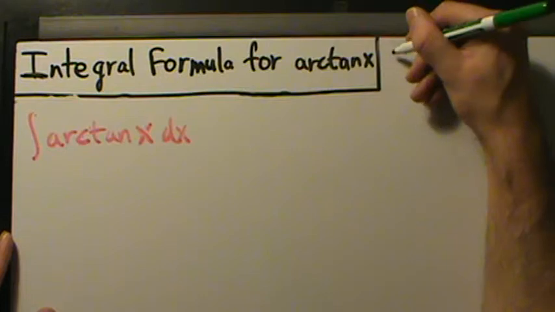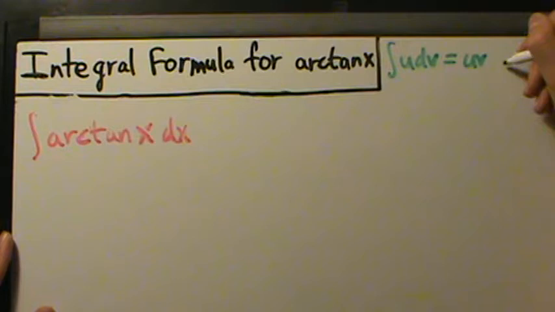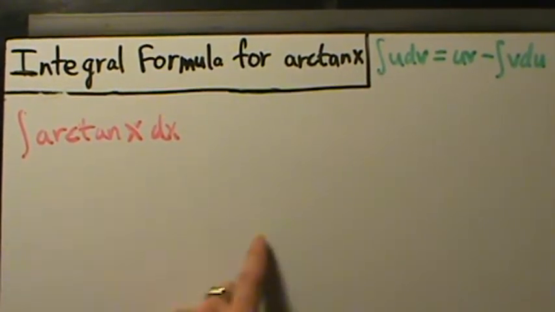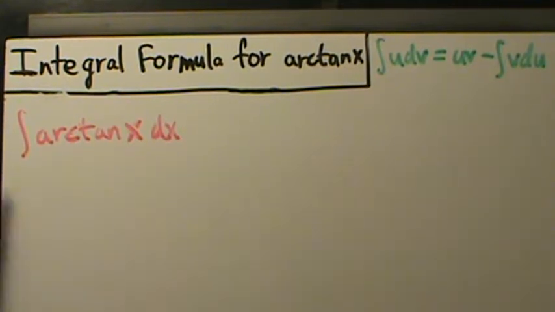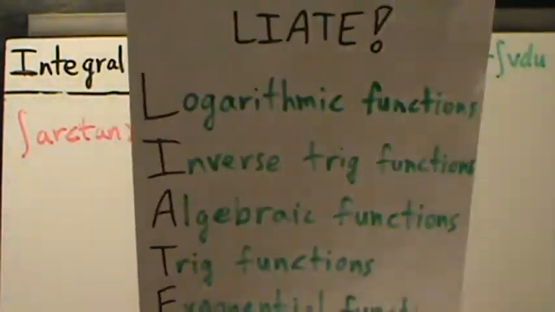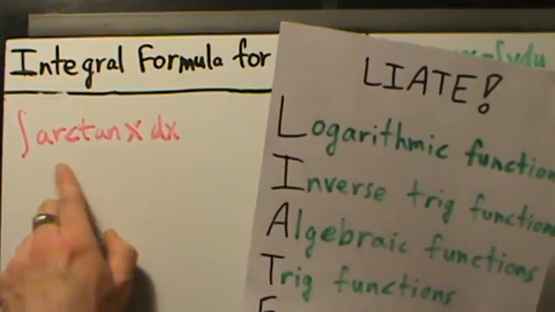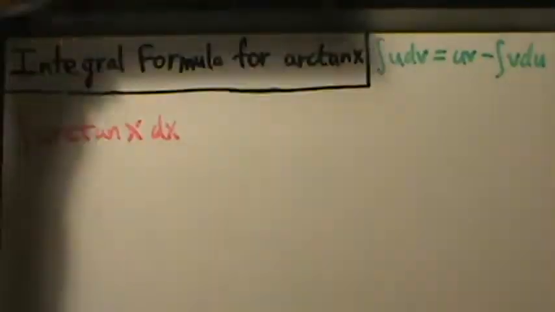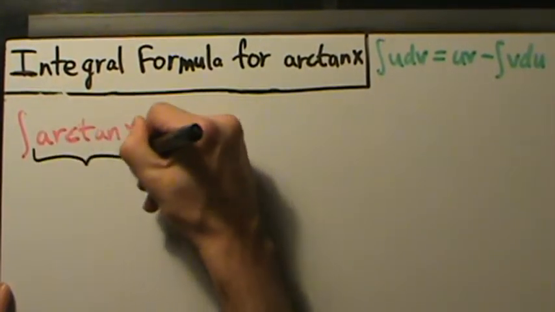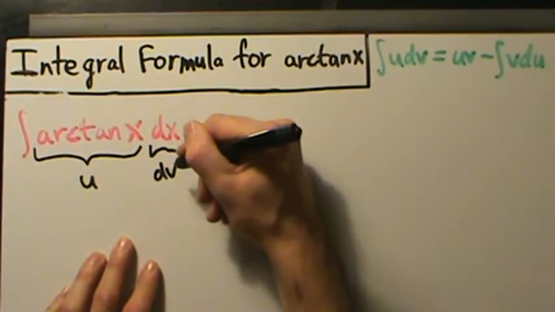So remember, integration by parts says the integral of u dv equals uv minus the integral of v du. Even though this isn't a product, we're still going to do integration by parts, and we're still going to choose u the same way we always do. We use this LIATE rule. Choose u to be the first type of function that appears on this list. We only have one function here, it's inverse trig. So we're just going to let u be the only thing we have. Once we choose u, dv is forced to be everything else, including the dx.